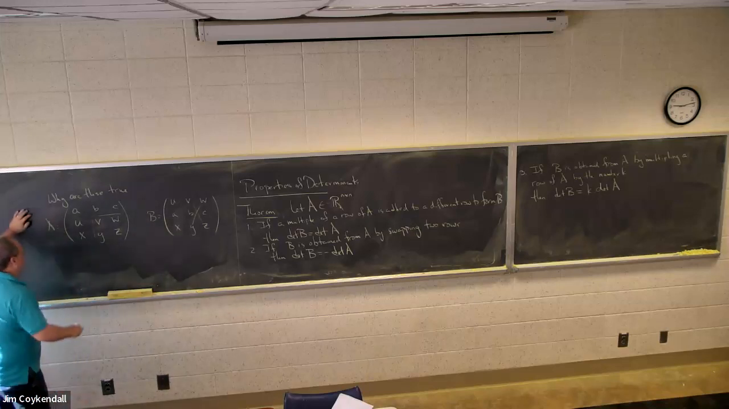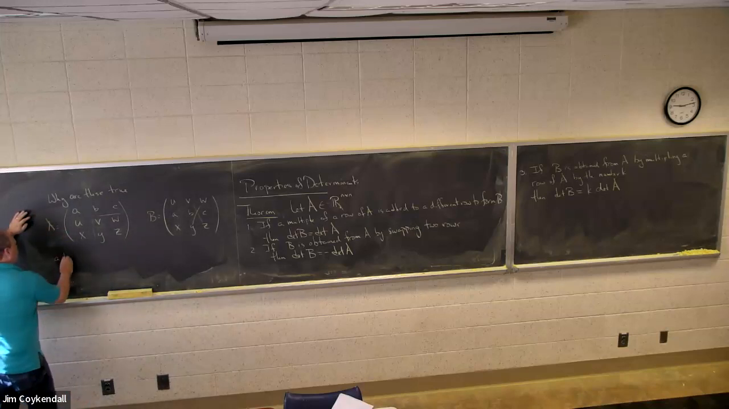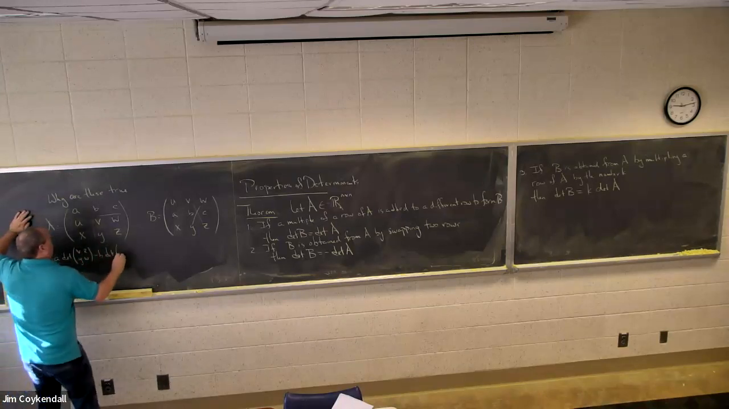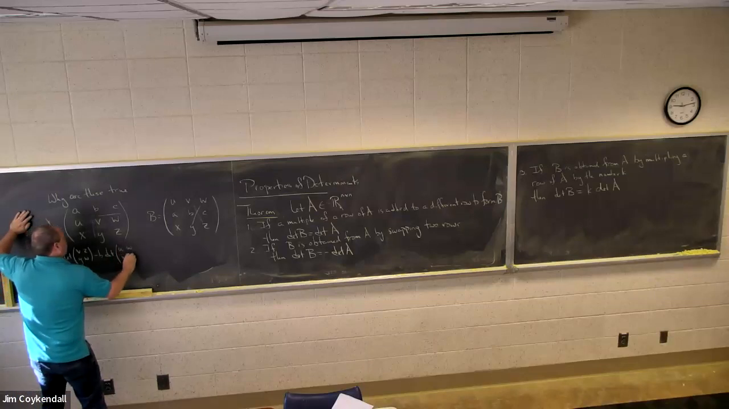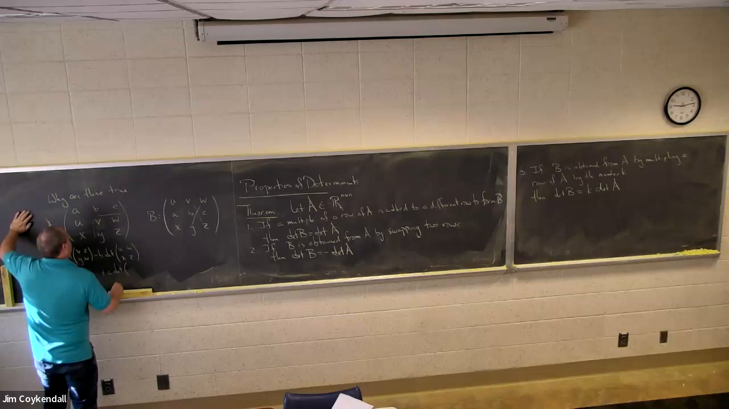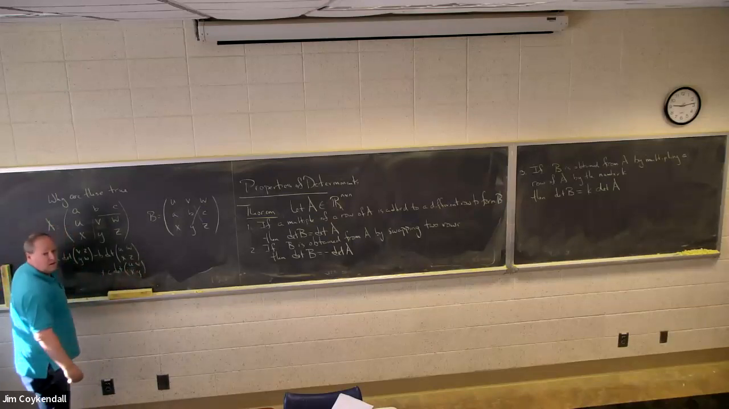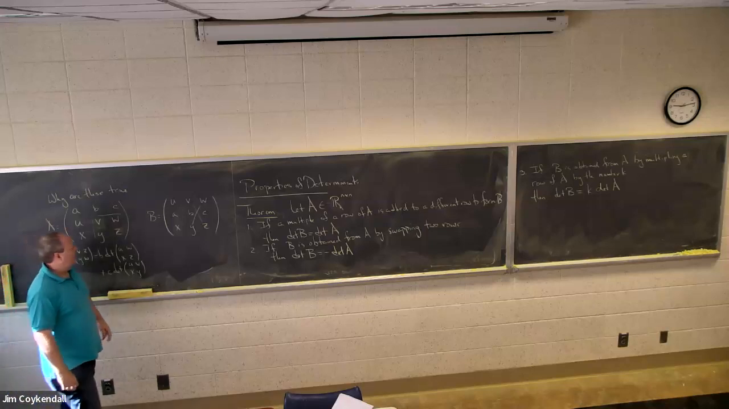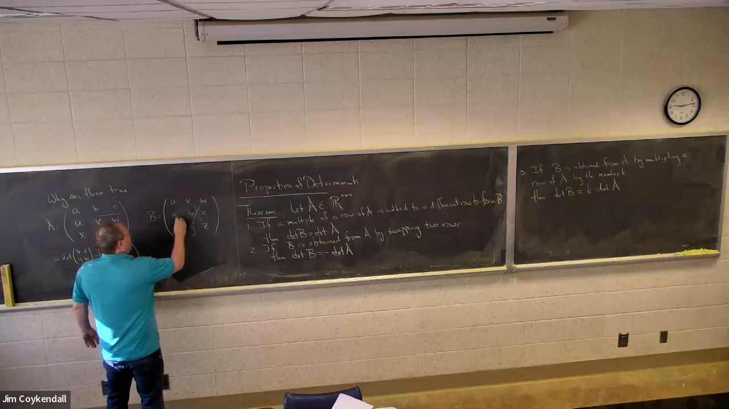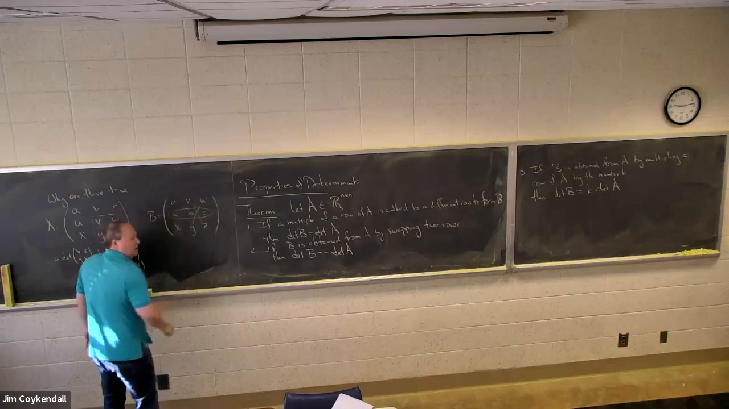When I expand across the first column, it is A times the determinant of BZ YW, minus B times the determinant of UWXC, plus C times the determinant of UVXY, correct? And my question was, why is it the same here?